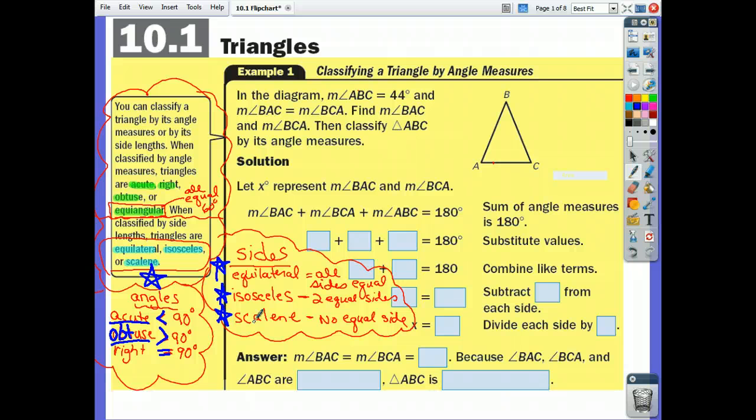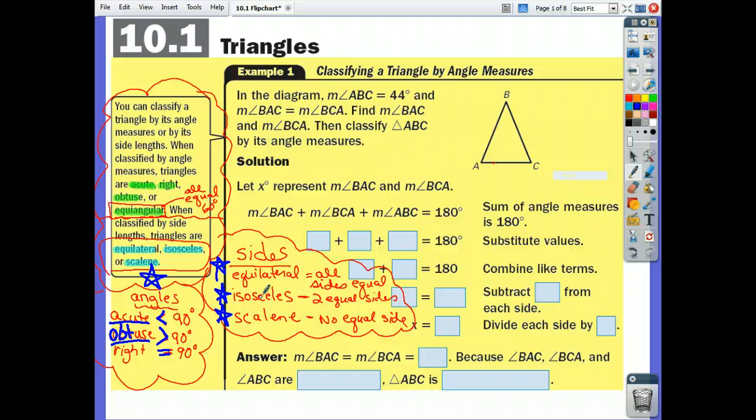Sometimes they say, tell me both. So maybe it'll be an acute equilateral. Maybe it'll be an obtuse or a right obtuse. Can I have a right obtuse? No, why not? Because right and obtuse are both angles. You have to have one from here and one from here if you're going to classify it by its sides and angles. All right? So you could have a right isosceles. That might work.